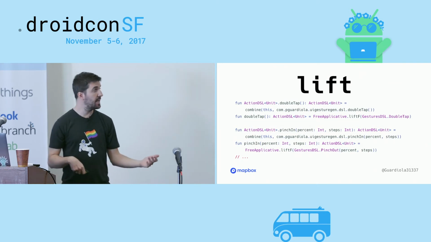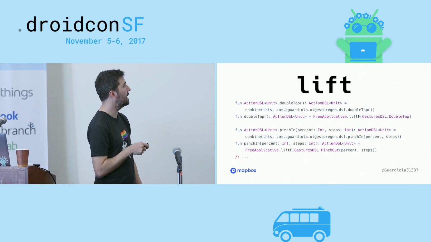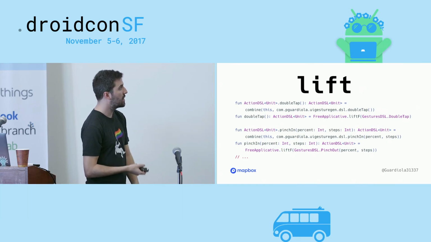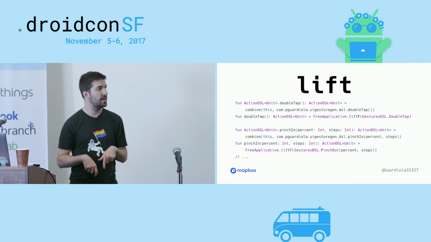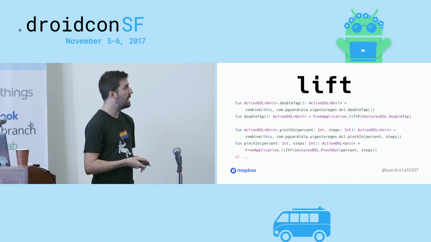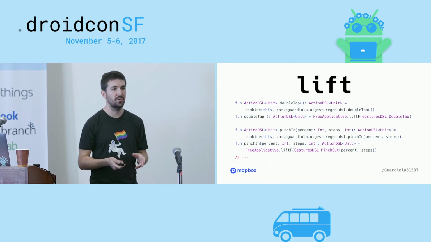And as you can see here, this code is boilerplate. All of the code is the same. So because of that, right now in Arrow, we are working on a library which will generate this code for you.